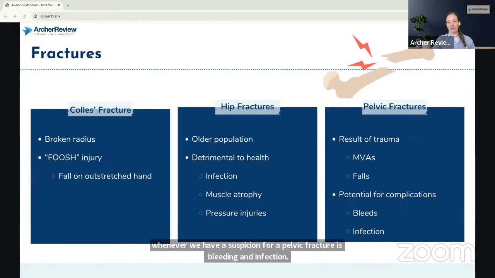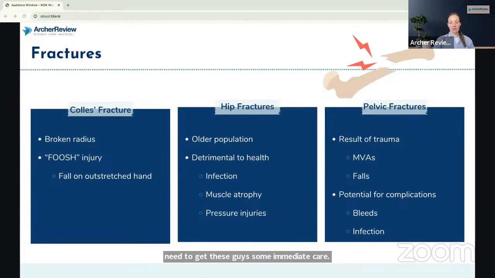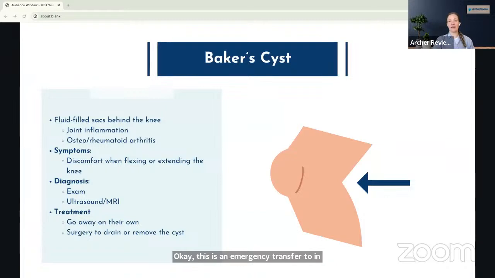These are not to be managed in an outpatient setting. We need to get these guys some immediate care, okay? This is an emergency transport to the ER to get immediate care.